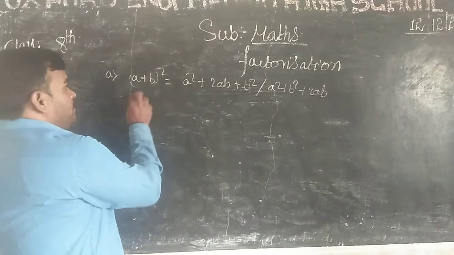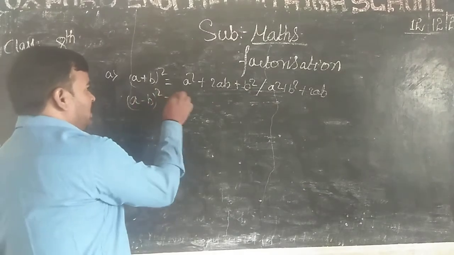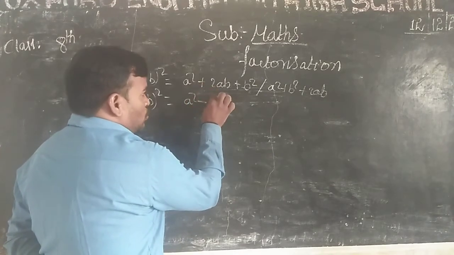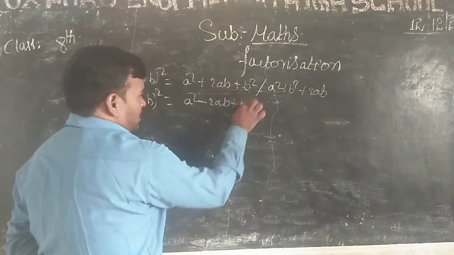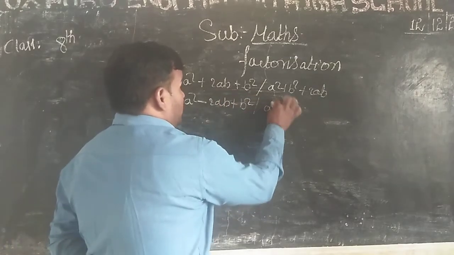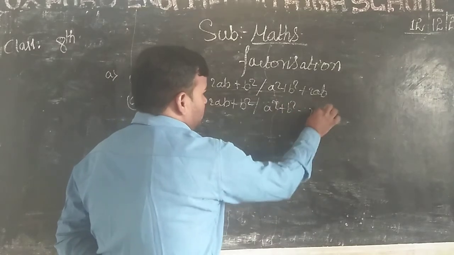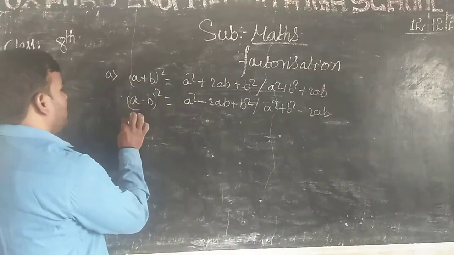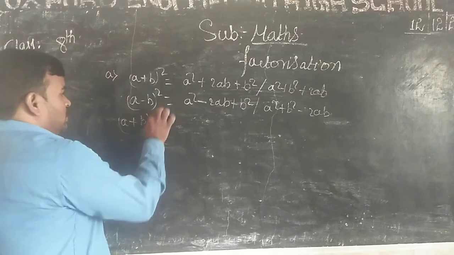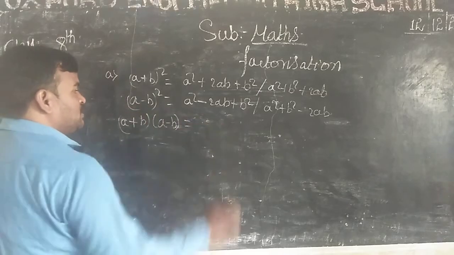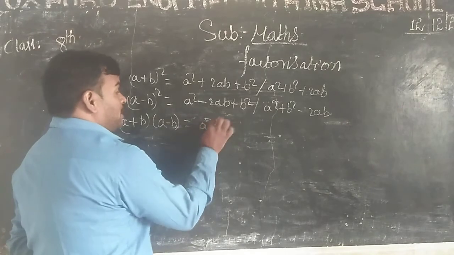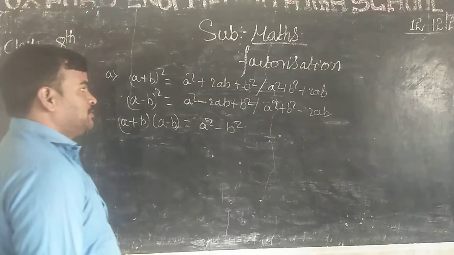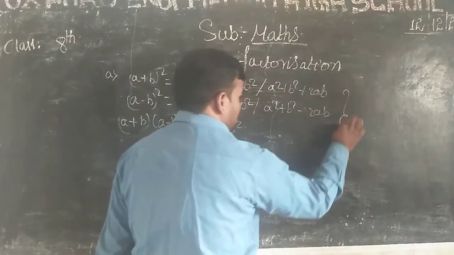The second identity, a minus b whole square, is a square minus 2ab plus b square, or a square plus b square minus 2ab. And the third identity, a plus b into a minus b, is equal to what? A square minus b square. So dear students, in this class let us discuss these three identities.